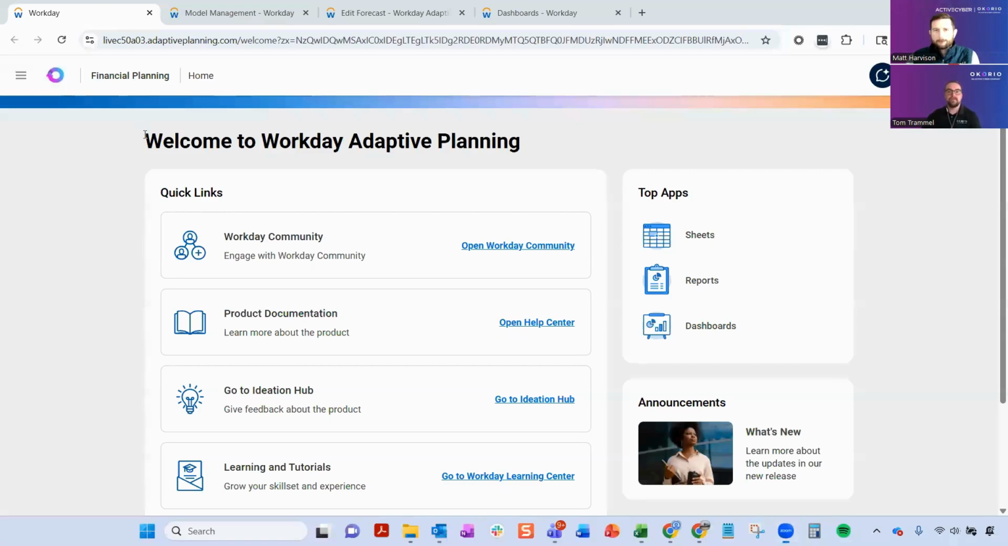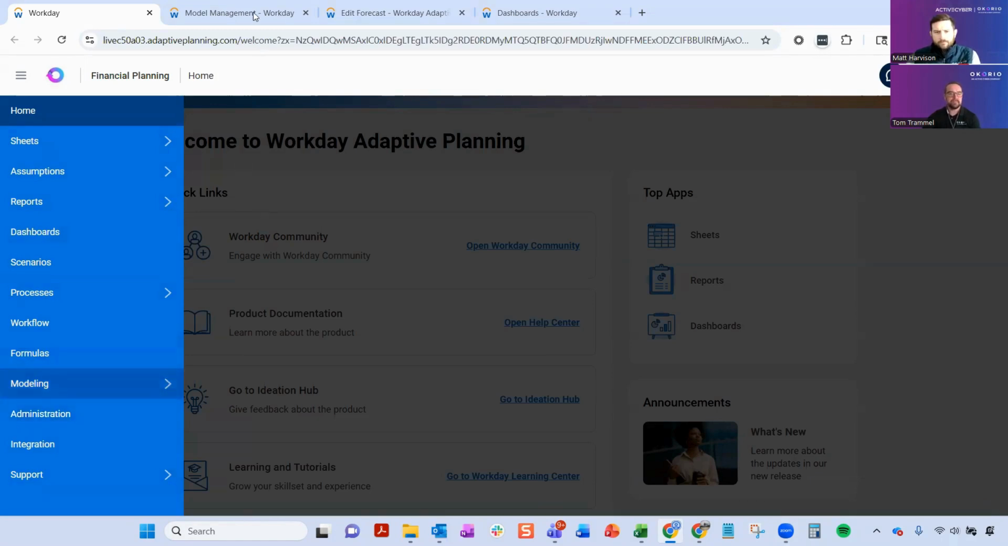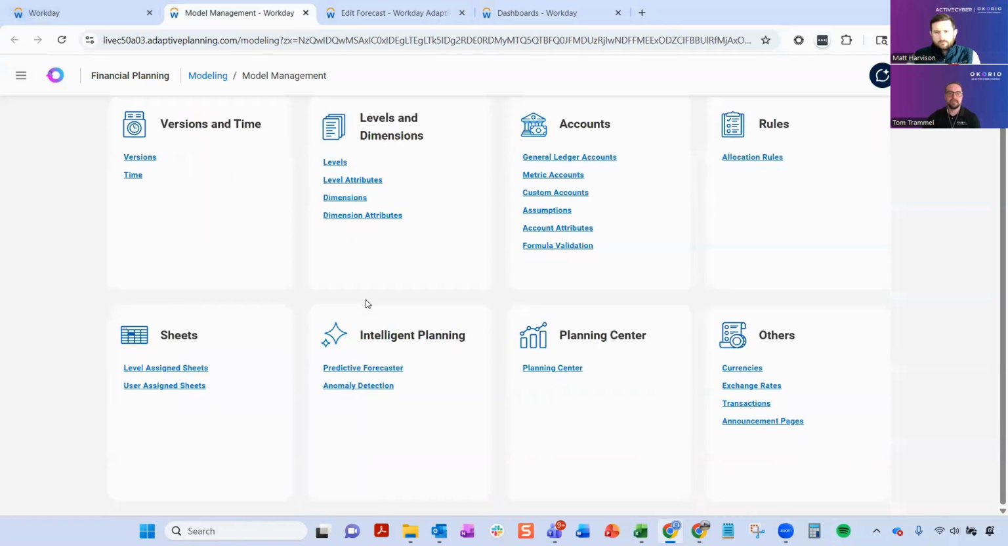So coming in here to Workday Adaptive Planning, again, talking about the machine learning forecaster, it's a functionality that should be accessible to everyone. If you don't see it, make sure you check in your administration under the permissions and set up to make sure it is provisioned. If not, reach out to a member of the Ikorio team. We can definitely hop on a call, get you going, get it set up for you. To access it, we'll go into navigation, into modeling, come in here to model management, and it's going to be in this intelligent planning area in the model management.